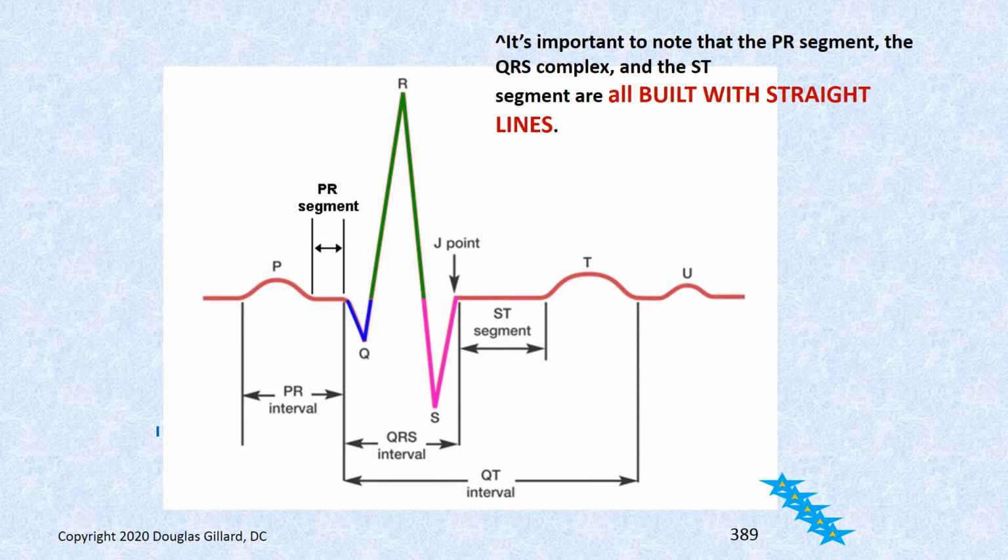All right, so now let's switch focus to the PR interval and the PR segment and learn about them. We remember the P wave, the PR segment is flat, and then sometimes we have a Q wave, sometimes we don't, depending on the camera view. A lot of times we don't have it because of the camera view. Also important to remember that the QRS complex is built with 4 straight lines.